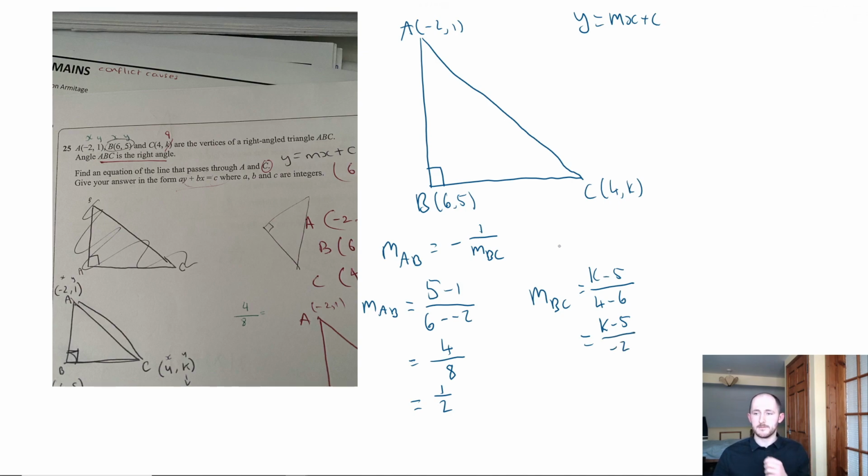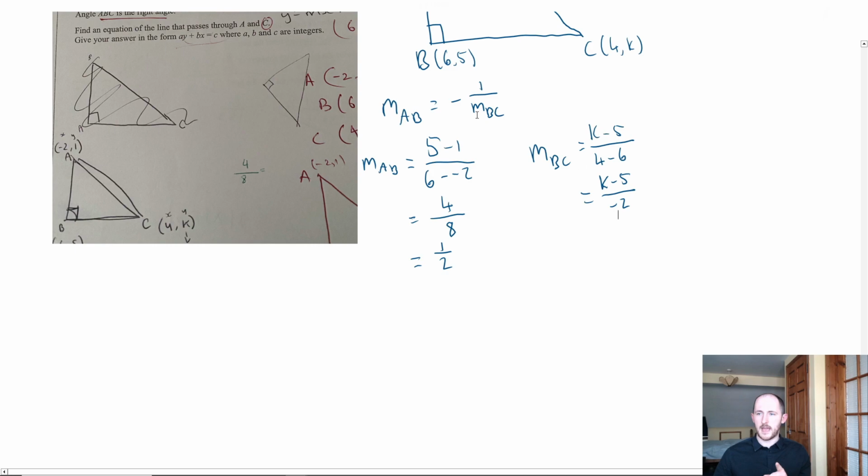So, remember that the gradient here, 1/2, should be equal to the negative reciprocal of this. Okay? So, in other words, a half should be equal to, flip it and change the sign, so negative minus 2 over k minus 5.